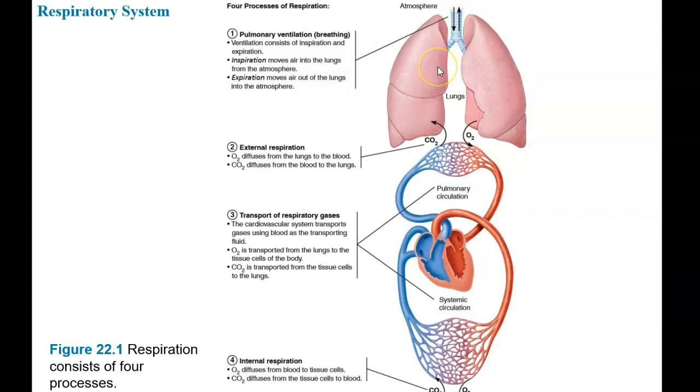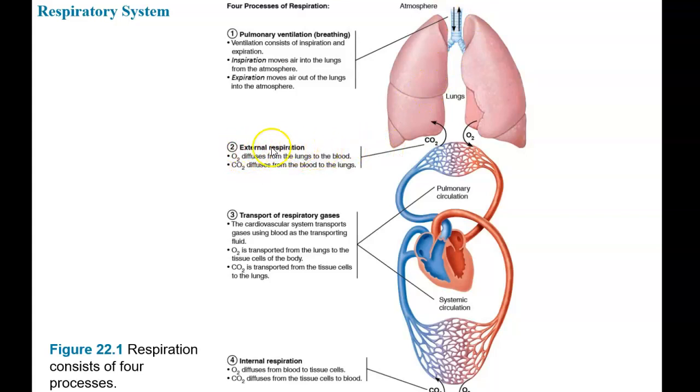So starting up here, this is where the breathing occurs. That's when the air enters the body through the nose or the mouth and then into the windpipe, which is the trachea. And then the trachea bifurcates into two tubes that are called the bronchi. These are the primary bronchi, and those continue to divide and then go into the lungs. Inspiration is when the air moves into the lungs from the atmosphere. Expiration is when the air moves out of the lungs and back into the atmosphere.